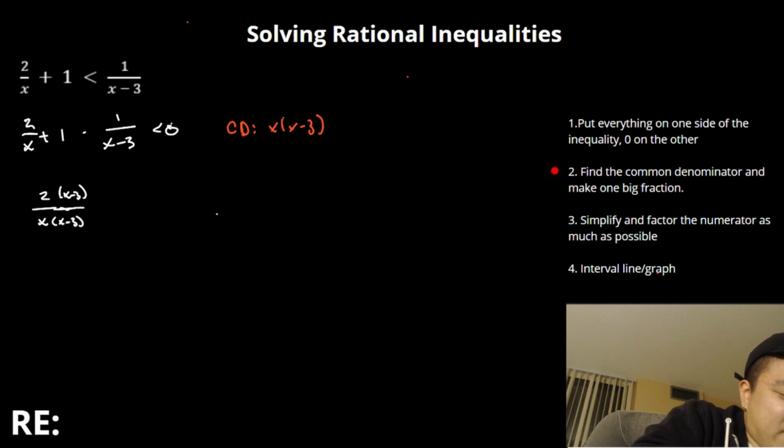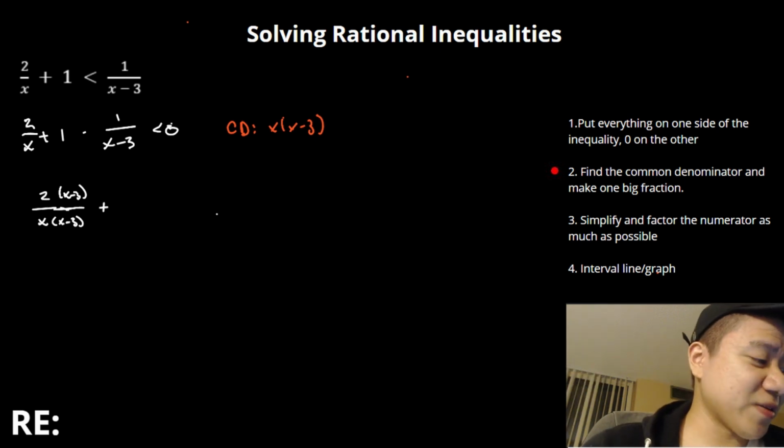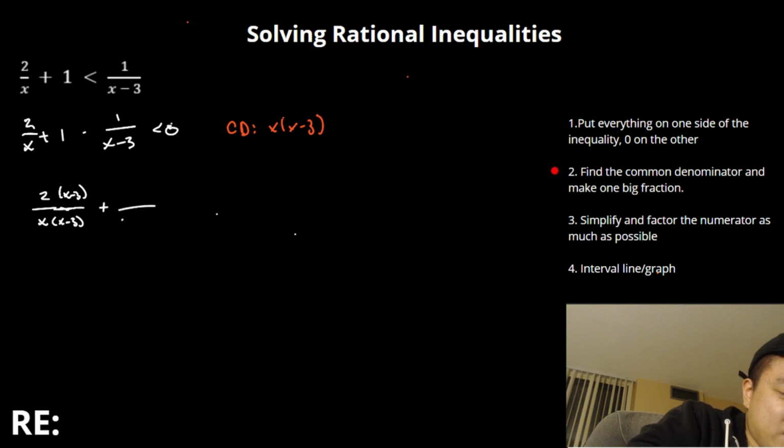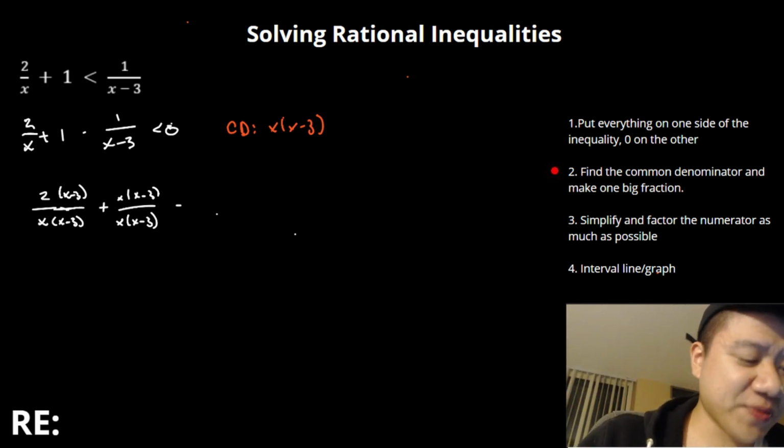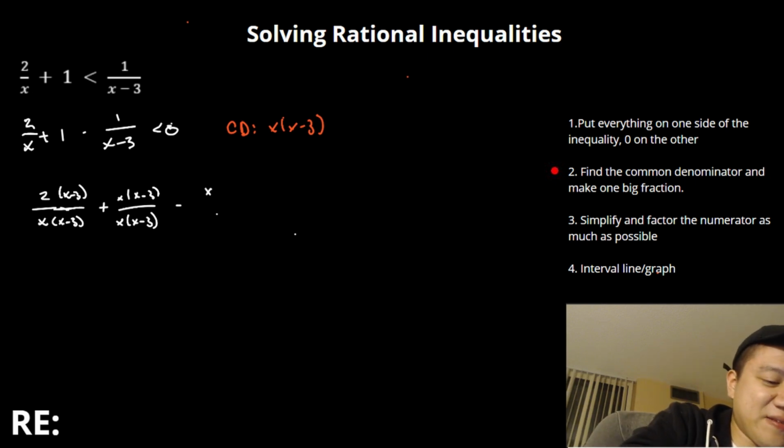X minus 3. Okay. Plus, because this is a 1, technically there's a mini fraction over 1. So for this one, we have to multiply everything by x times x minus 3. That's what our 1 became. Minus, so this term already has an x minus 3 at the bottom, so we're just going to multiply the top and bottom by x over x minus 3, smaller than 0.